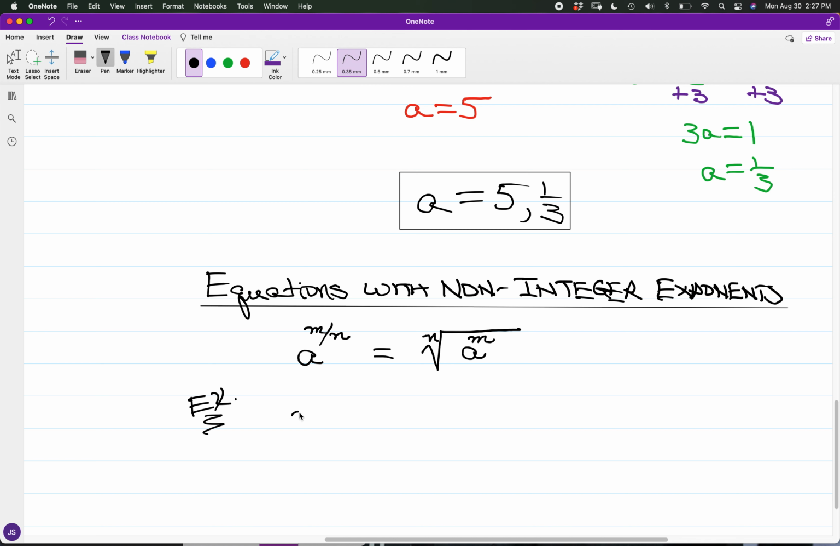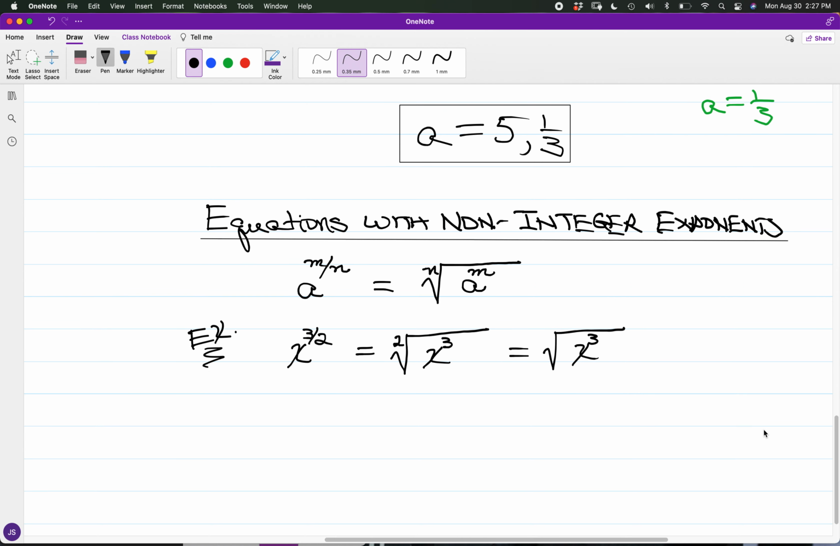And just giving you visuals in terms of reduction from fractional exponents to the radical equivalent. If you have something like, let's say, x to the 3 halves, m is 3, n is 2, and a is represented by x. So the nth root is going to be the second root, and that's just going to be a square root. And that's going to be the square root of x to the third.